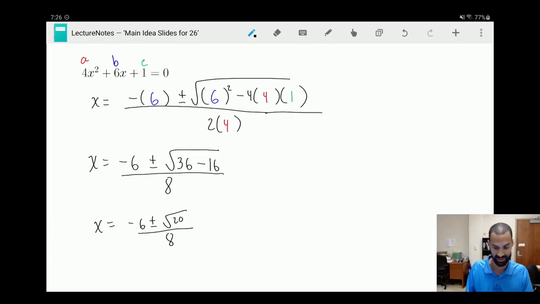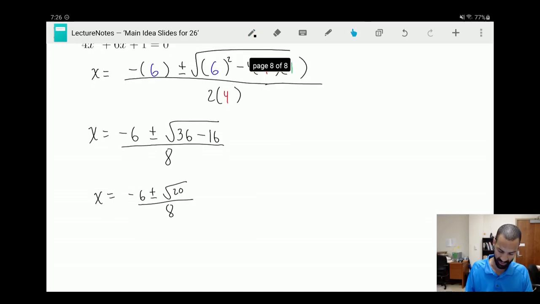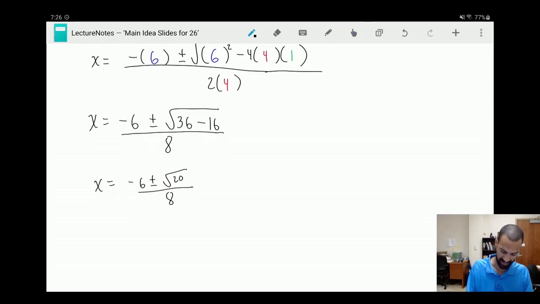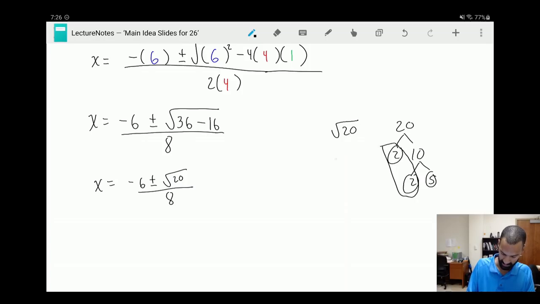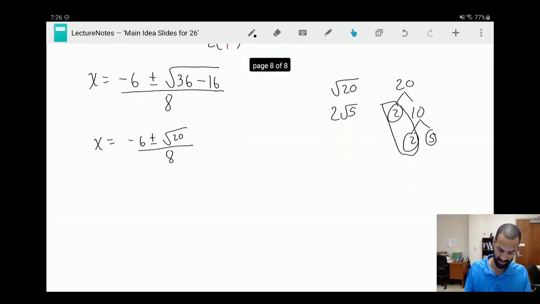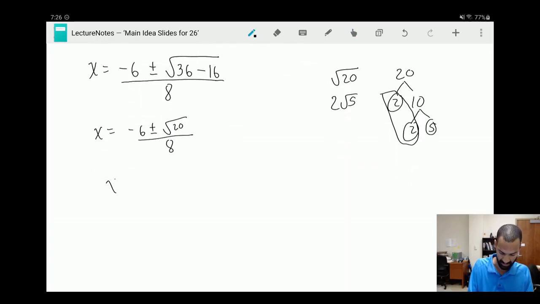If only we were done here, right? If only we were done right here. But we're not, because the square root of 20 may be able to be simplified. So off to the side here, I'm going to say, all right, 20 is 2 and 10. 10 is 2 and 5. Pair of 2's. So 2 square root of 5. So check to see if you can simplify the square root, because that means that you might be able to simplify your entire fraction altogether. Negative 6 plus or minus 2 square root of 5 all over 8.